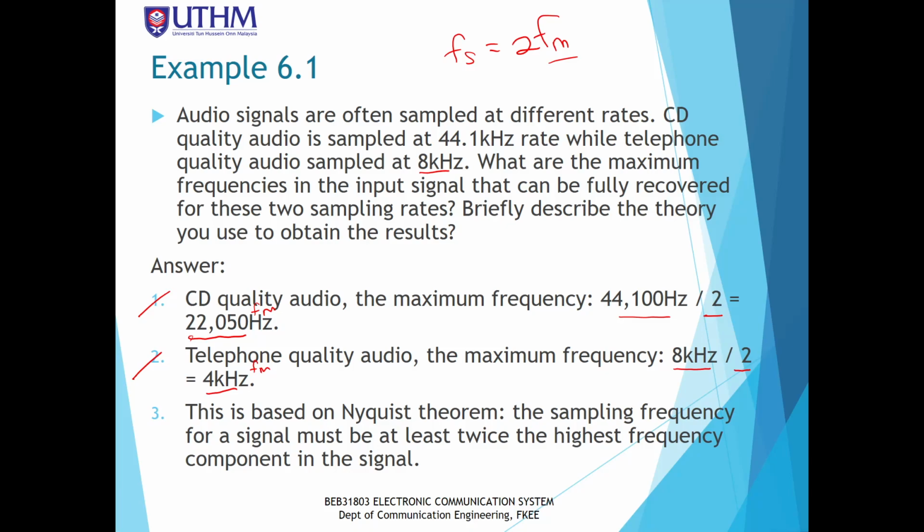The question asks, briefly describe the theory you used to obtain the results. So we obtained the result based on the Nyquist theorem. Nyquist said that the sampling frequency must be at least twice the highest frequency component in the input signal. So Nyquist said that fs must be equal to or more than 2fM. fM here is the highest input frequency.